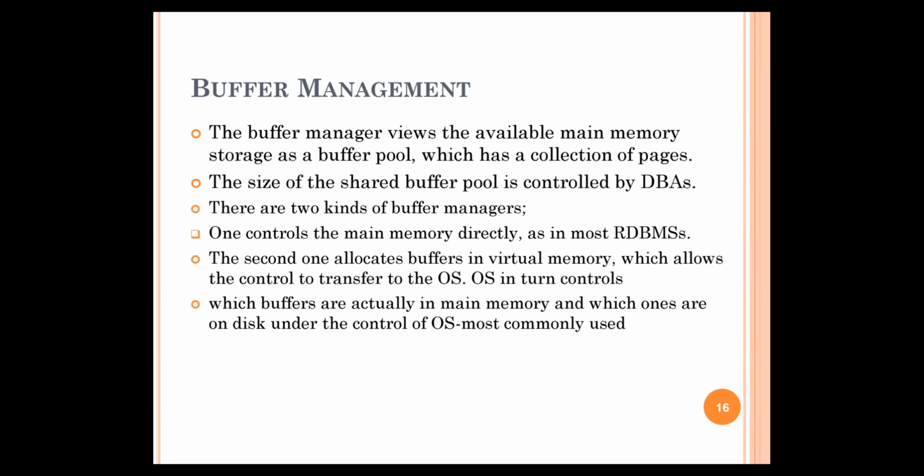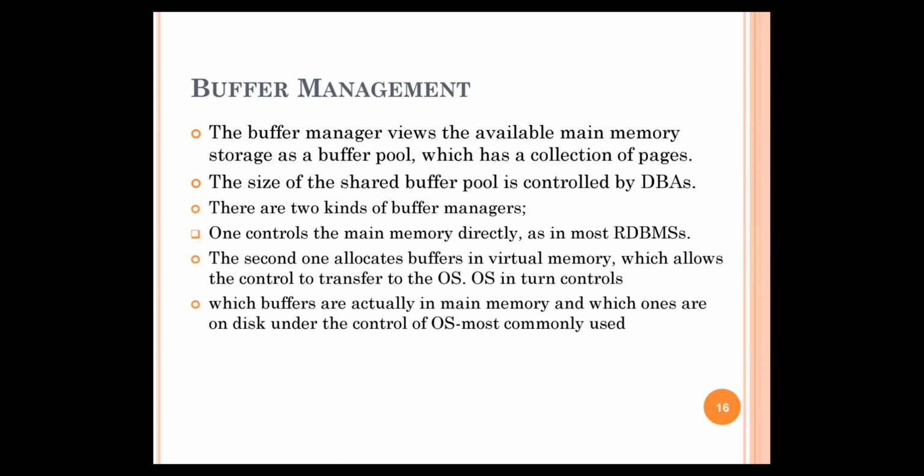The tables which we are going to process in a relational database management system will be controlled by the main memory directly. If you take the second one, it allocates buffer in virtual memory, which transfers control to the operating system, where the operating system returns control. So we have two types of buffers.